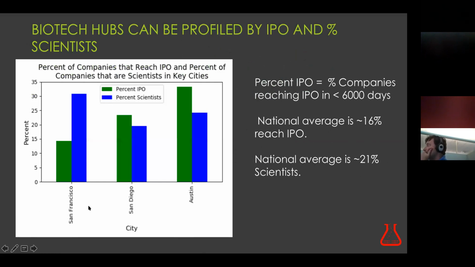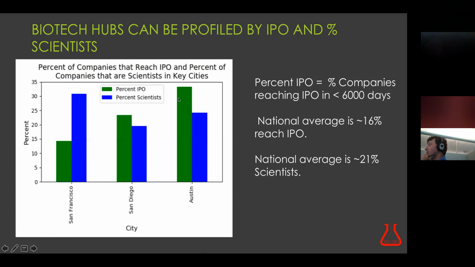Then if you're interested in digging down a little deeper, like if I want to go to San Francisco versus San Diego versus Austin, I can see that these cities really do have very different flavors in terms of likelihood of IPOing. Percent scientists, you can see San Francisco is very skewed in this way. There's a lot of people who are scientists in these companies, but the percent IPO is about average. Austin's kind of the opposite. There's fewer scientists, but there's more likelihood of IPOing.